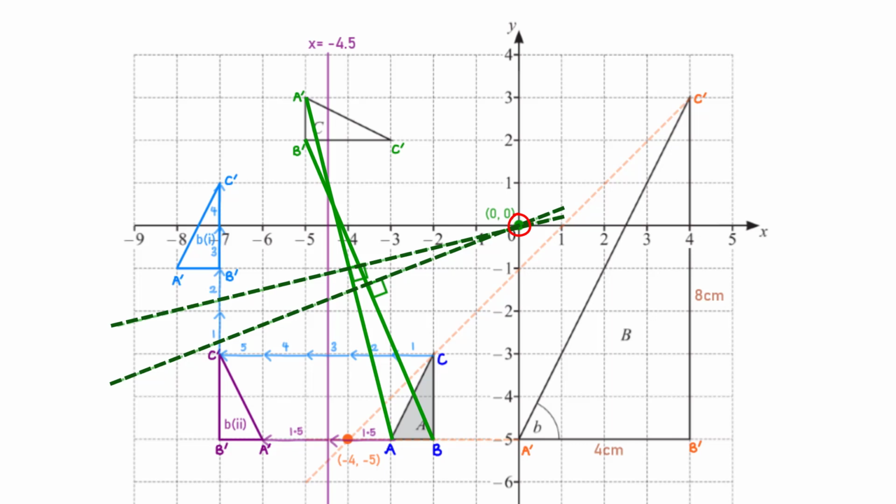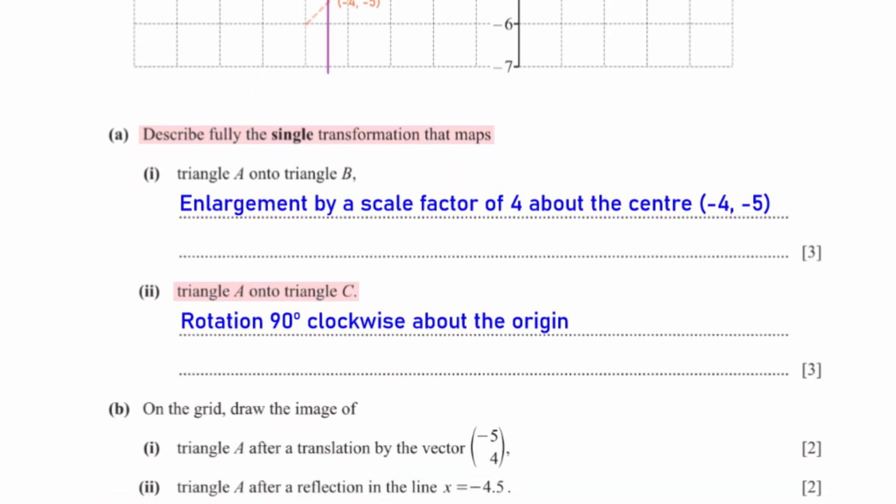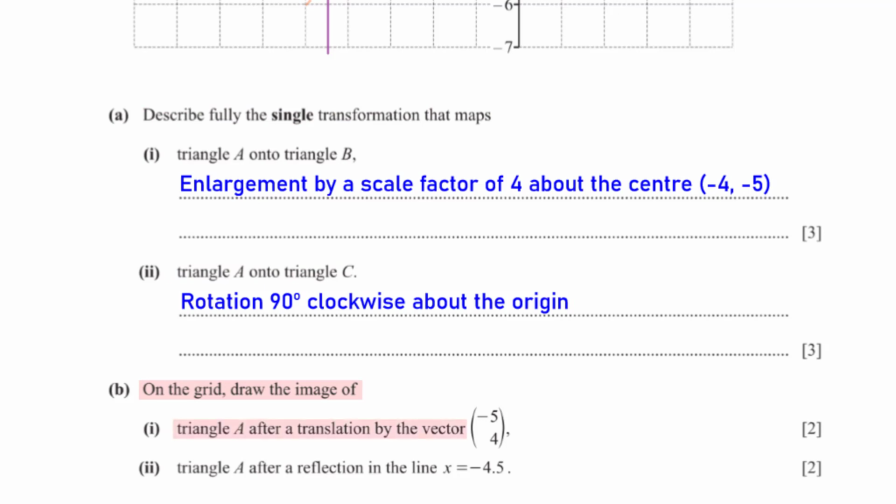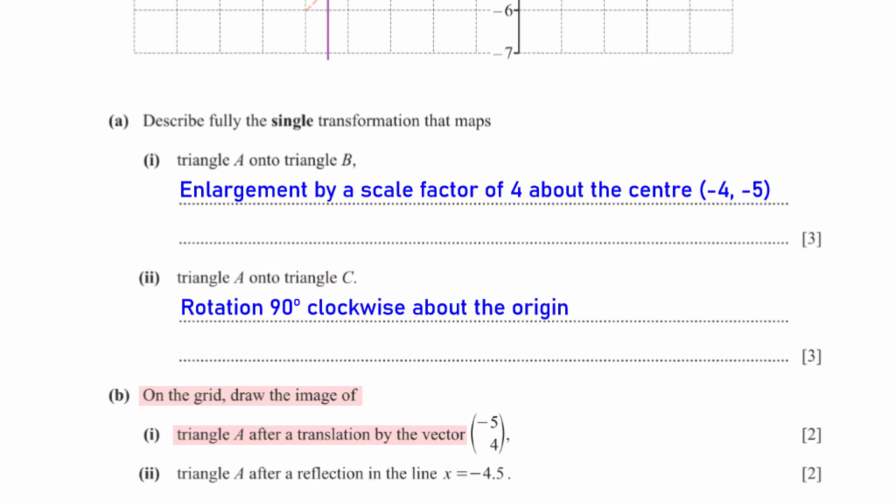In this case, the center is the origin. And so the full description for this transformation would be rotation 90 degrees clockwise about the origin. On the grid, draw the image of triangle A after a translation by the vector -5, 4. For this translation, the translation vector dictates that we move each of the vertices of triangle A 5 units to the left and 4 units upwards.